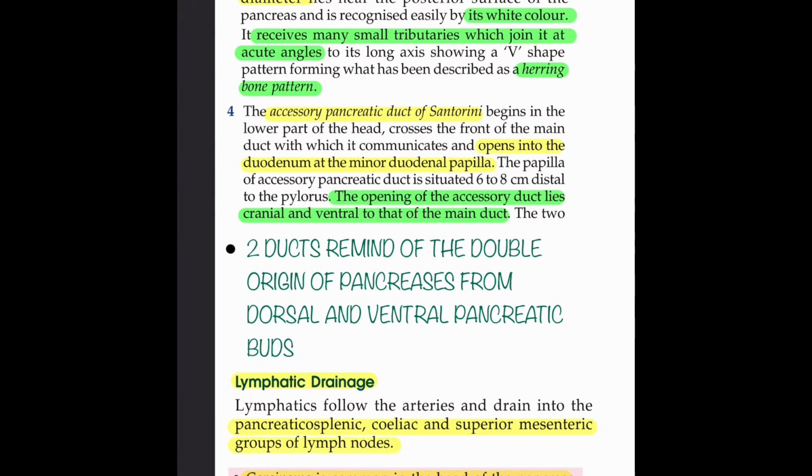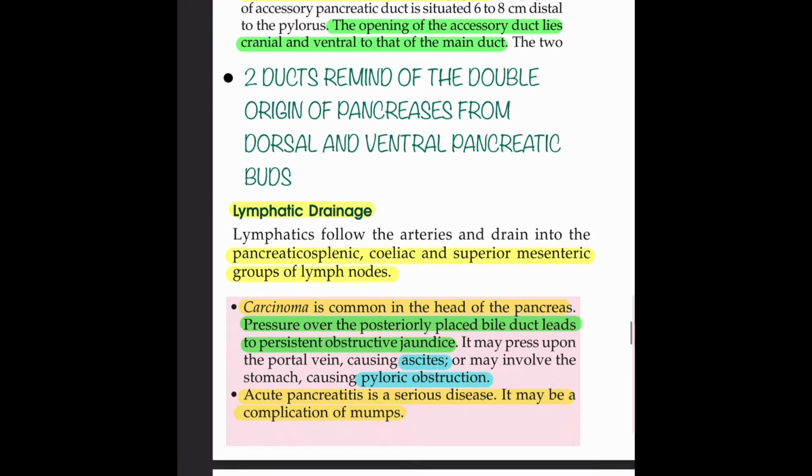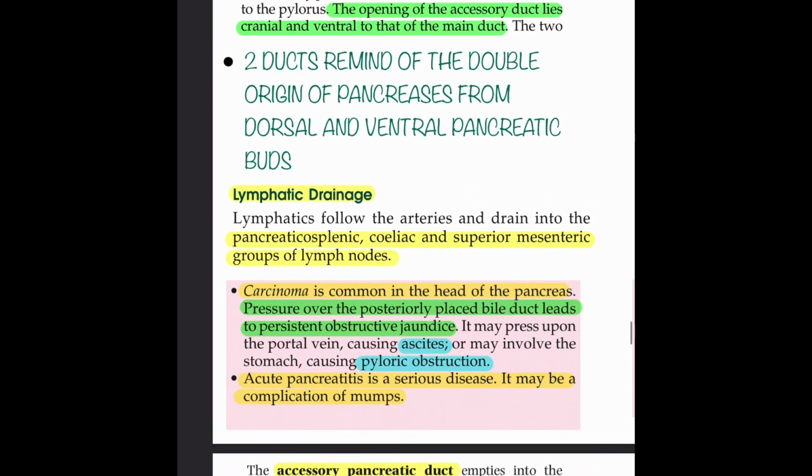Now, why do we have the two ducts? The two ducts remind us of the double origin of the pancreas from the dorsal and ventral pancreatic buds. Right, we'll talk about this in a minute. So the lymphatic drainage drains into the pancreatico-splenic nodes, the same lymph nodes into which the lymph from the spleen was draining, the celiac lymph nodes, and the superior mesenteric group of lymph nodes. Right?